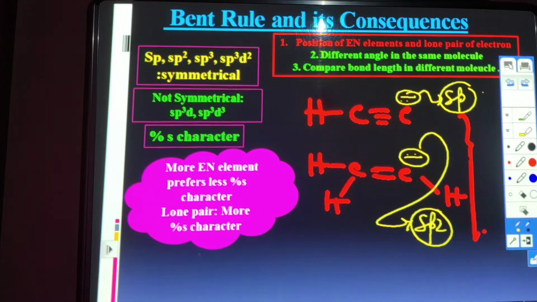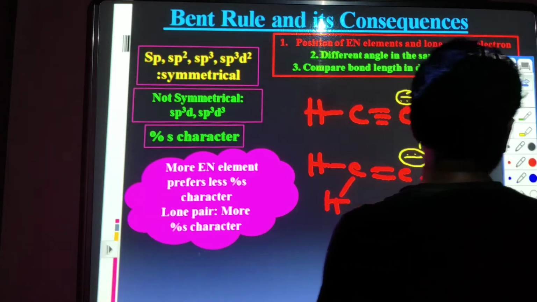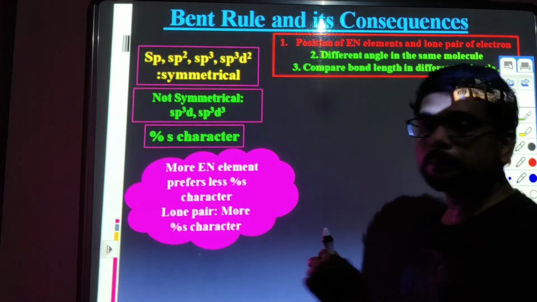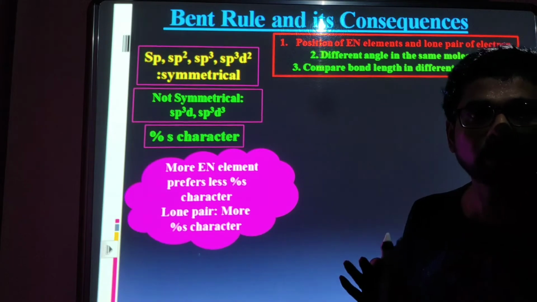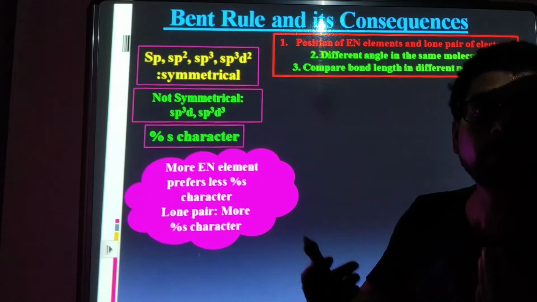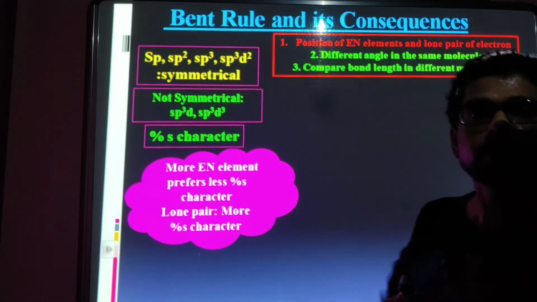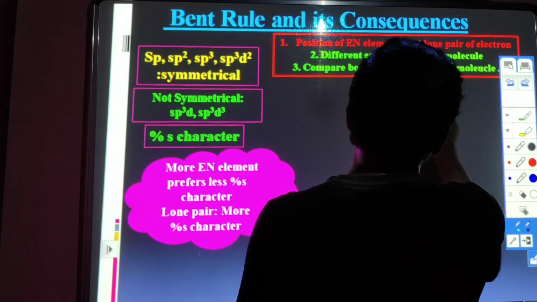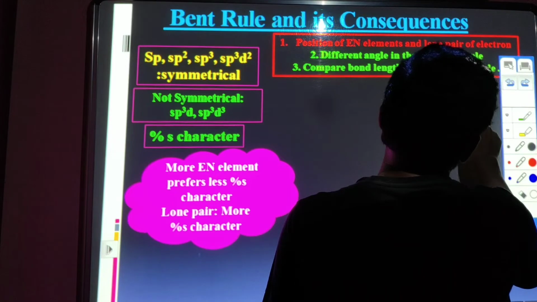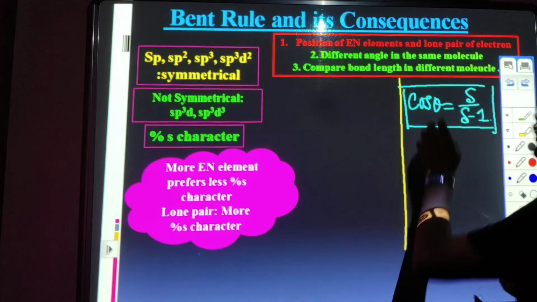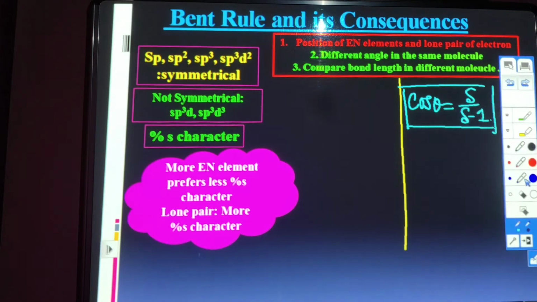Okay. Now the question is, how to check the percentage of s character if the angles are different for different cases? How can you check the percentage of s character? See, there is one formula. Let me write that. Cos theta is equal to s divided by s minus 1. This is the formula. So if you put the theta, then you can easily calculate the percentage of s character.